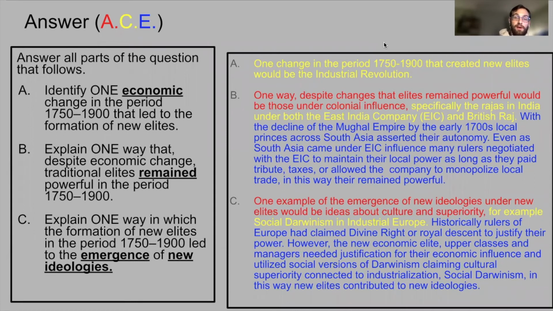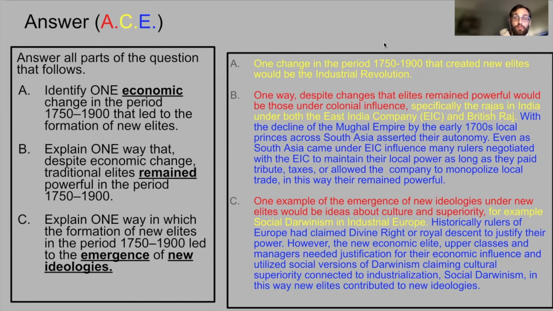So I start by talking about how during the decline of the Mughal Empire, local princes across South Asia asserted their autonomy in the face of declining Mughal power. And even though, as we know, South Asia was slowly coming under the influence of the East India Company and its private military, many local rulers managed to negotiate retaining their local power as long as they pay taxes, pay tribute, or allow the East India Company to monopolize certain trade sectors or local goods. In this way, some local princes in South Asia managed to maintain their power in a changing political and economic environment. That's not to say, by the way, that all princes did that.